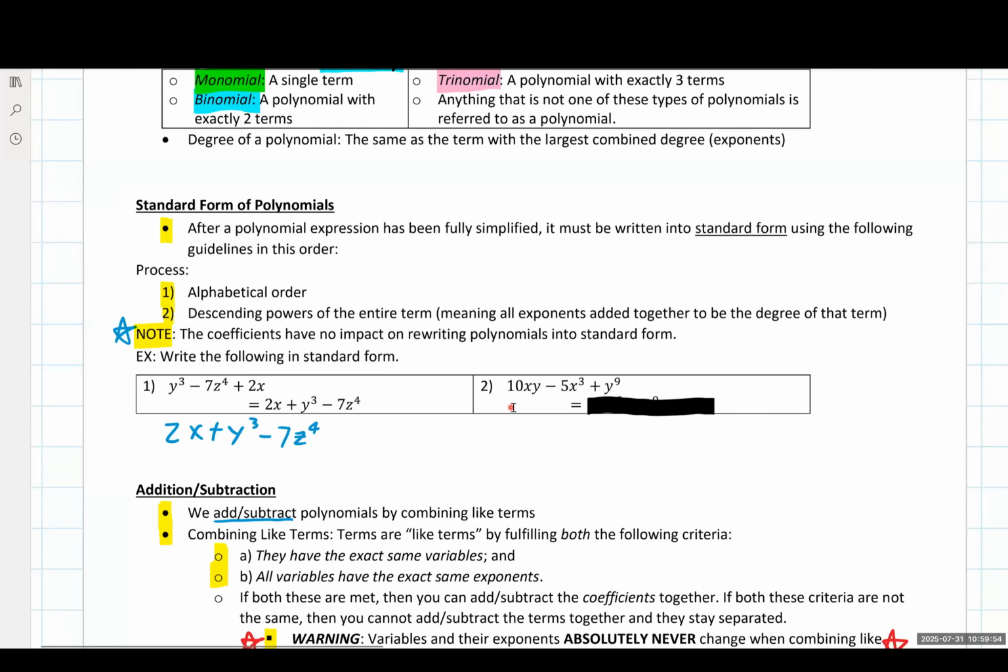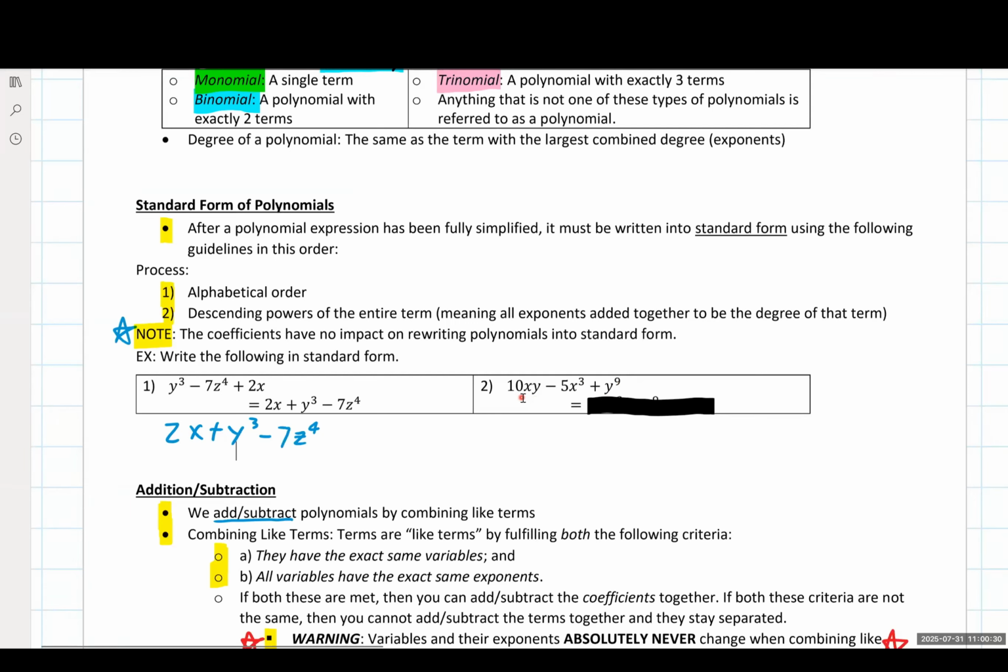Looking at our second example, now we're going to have some repeats showing up. I'm looking at 10xy minus 5x to the third power plus y to the ninth power. So rewriting this in standard form, my first rule is alphabetical order. So I have x's and y's. This first term has x and y in it, but because x comes before y, it is going to be listed before just the y to the ninth term.